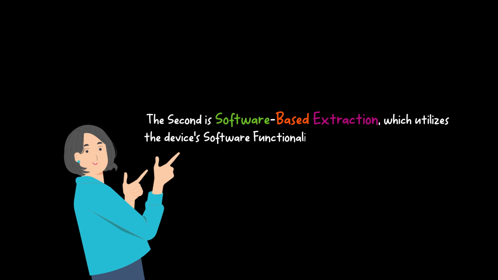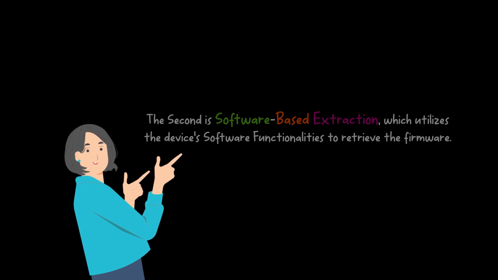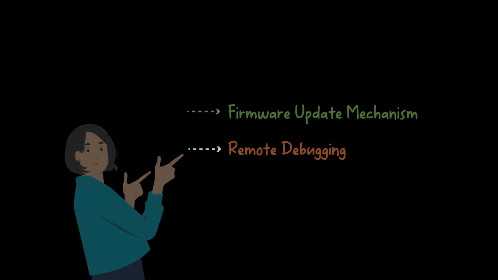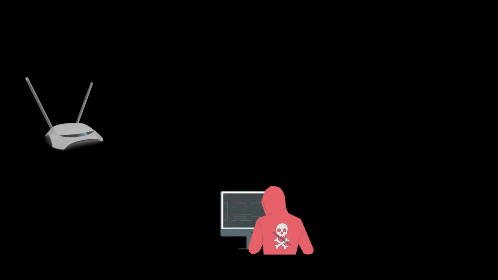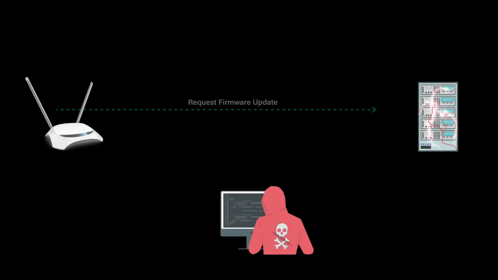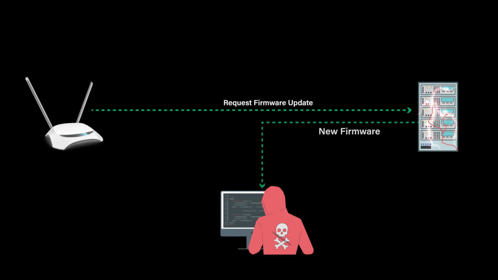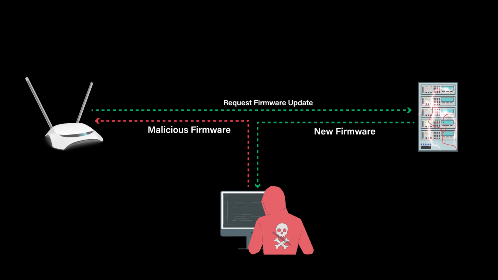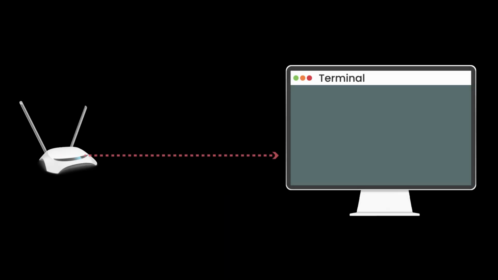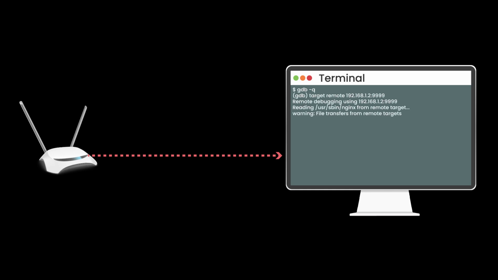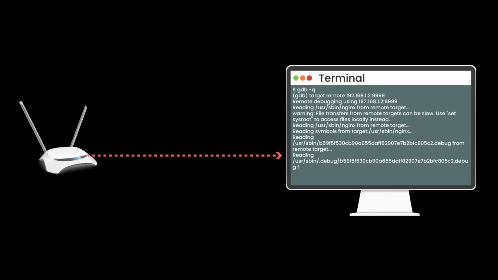The second is software-based extraction, which utilizes the device's software functionalities to retrieve the firmware. This includes the following methods. Firmware update mechanism. In this, we leverage the device's built-in firmware update functionality to intercept and analyze firmware updates during the update process. Remote debugging. In this, we establish a connection between a debugger tool and the target device over a network to remotely access and interact with the device's firmware.